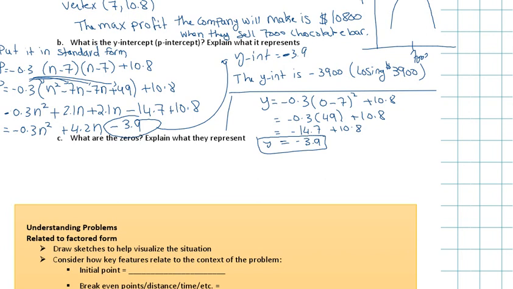Okay. So, the next question is asking you, what are the zeros and explain what they represent. Because when you change that into standard form, that's negative 0.3n squared plus 4.2n minus 3.9. How do you know that y-intercept is negative 3.9? Because in standard form, we know that the y-intercept is c.